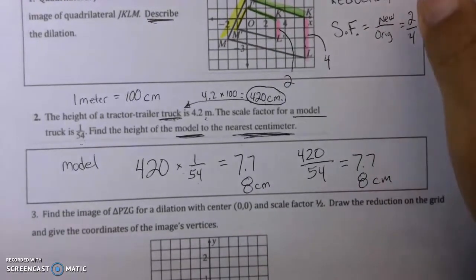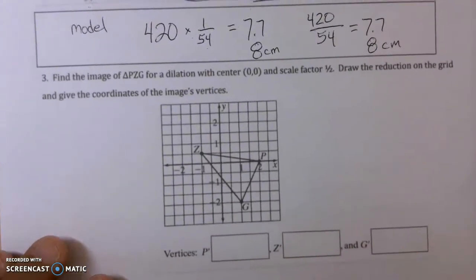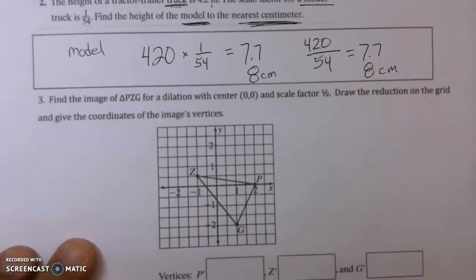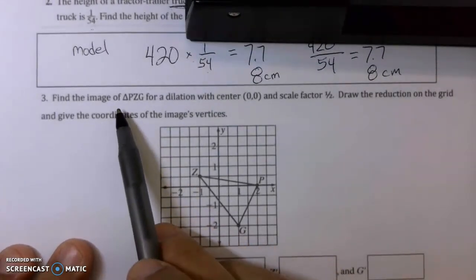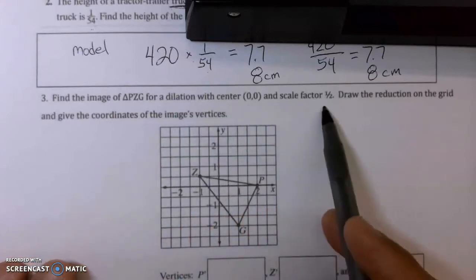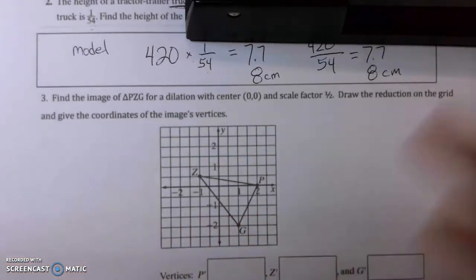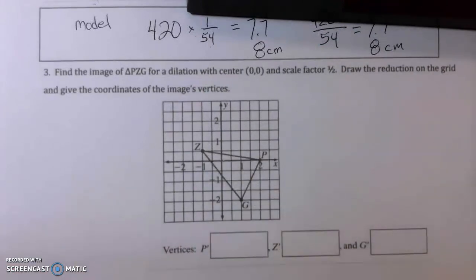Either way. Okay. And finally, let's do one here, number 3. It says, find the image of triangle PZG for a dilation with center 0, 0 and scale factor 1/2. Okay, so here is the pre-image, and we are going to draw a new image.